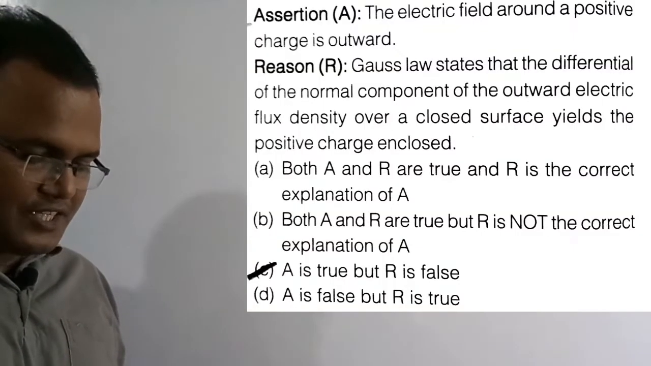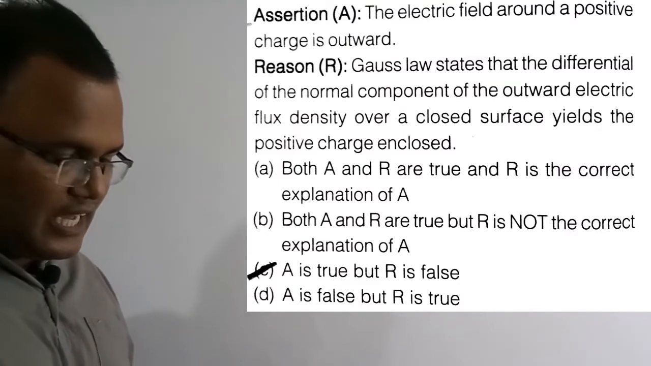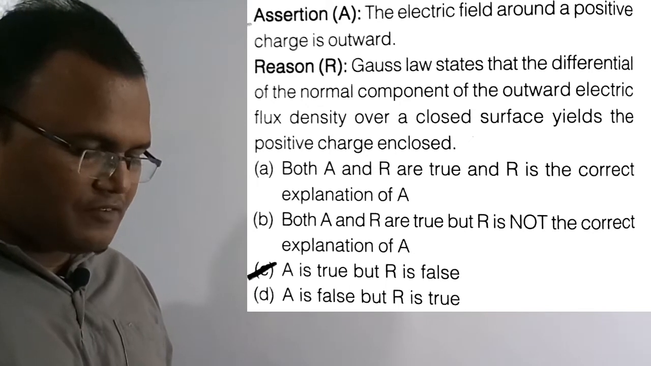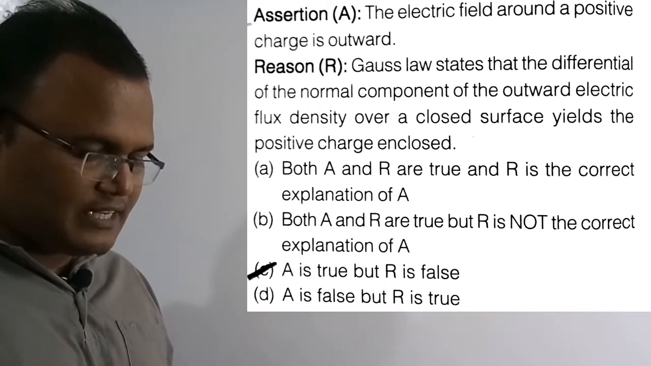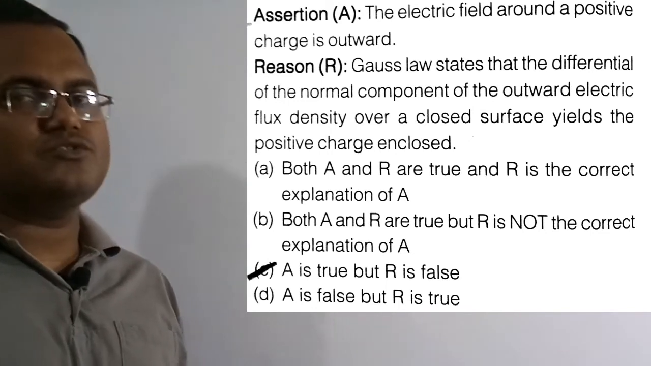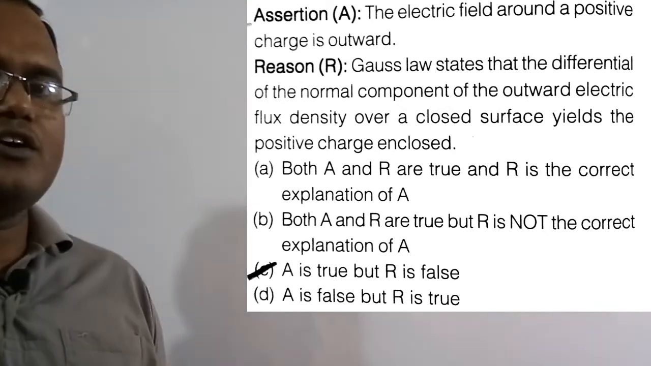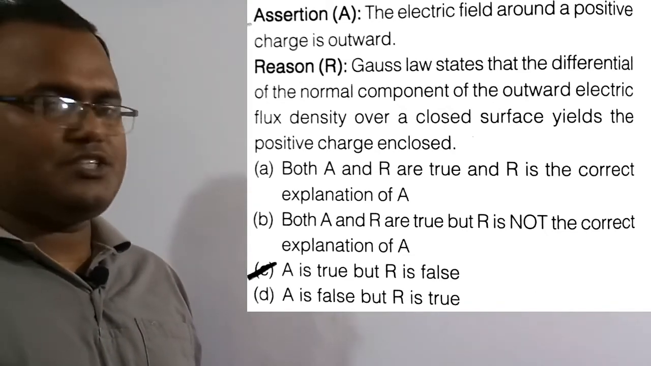Now we are going to solve the 28th question. See the question here. Assertion: the electric field around a positive charge is outward. Reason: Gauss law states that the differential of the normal component of the outward electric flux density over a closed surface yields the positive charge enclosed. Out of this assertion and reason, the assertion is correct but the reason is wrong. Now we'll discuss the solution.